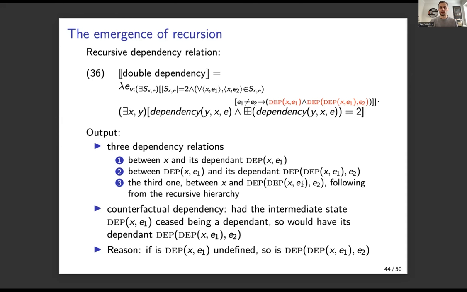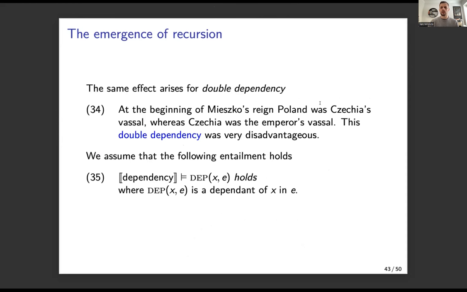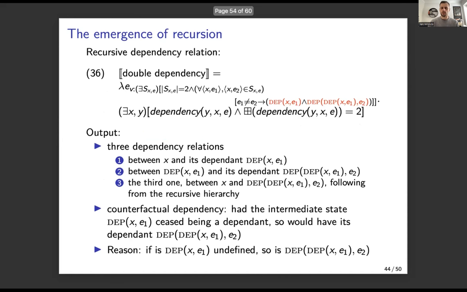And this is like a perfect match between empirical observations and formal tool, because we have this counterfactual dependency Marcin told you about. So the case was, just to recall, if we have this double dependency, had Czechia ceased being the emperor's vassal dependent, so would have Poland, right? And note that this is exactly what you get here.